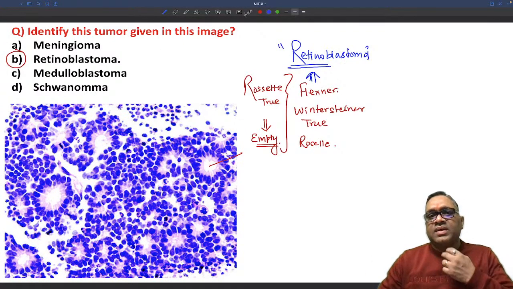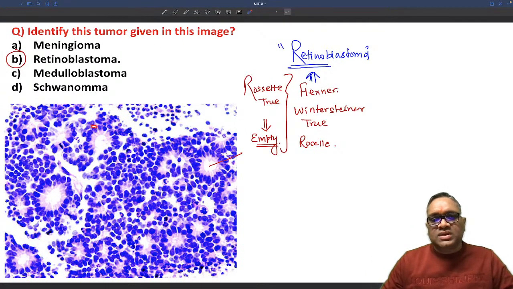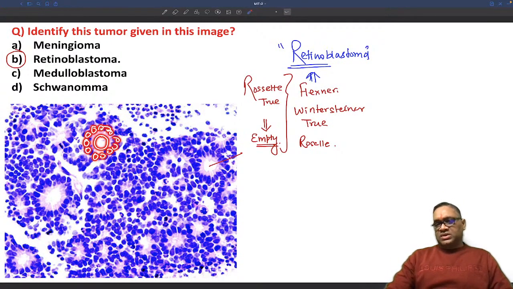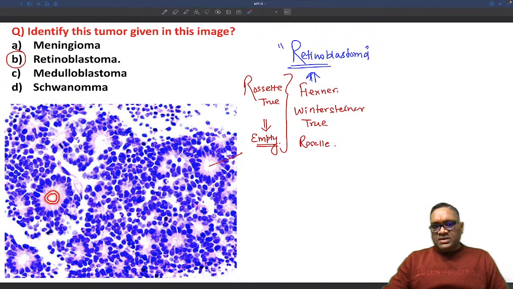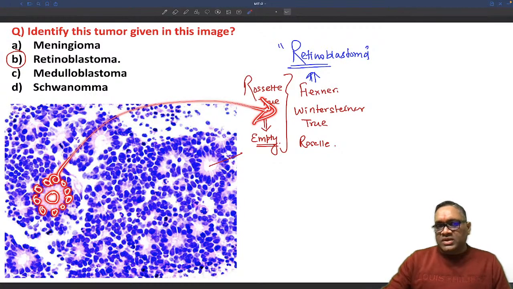You can notice here how the tumor cells are. You can see small round blue tumor cells present around a central area which is clear. That is why it is called a true rosette. Now you can appreciate the central part is clear and small round blue cell tumors are surrounding it. So this is an example of the true rosette, also called the Flexner-Wintersteiner true rosette, seen in retinoblastoma.